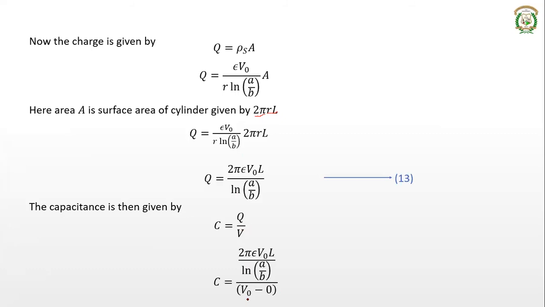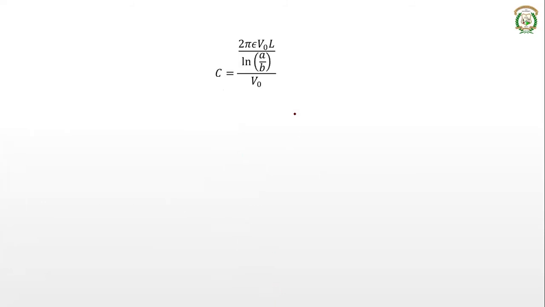The inner cable is at a potential V naught. The outer one is at a potential 0. So the potential difference is V naught minus 0, that is V naught. So V naught and V naught get cancelled, and this is the capacitance of a coaxial cable capacitor.